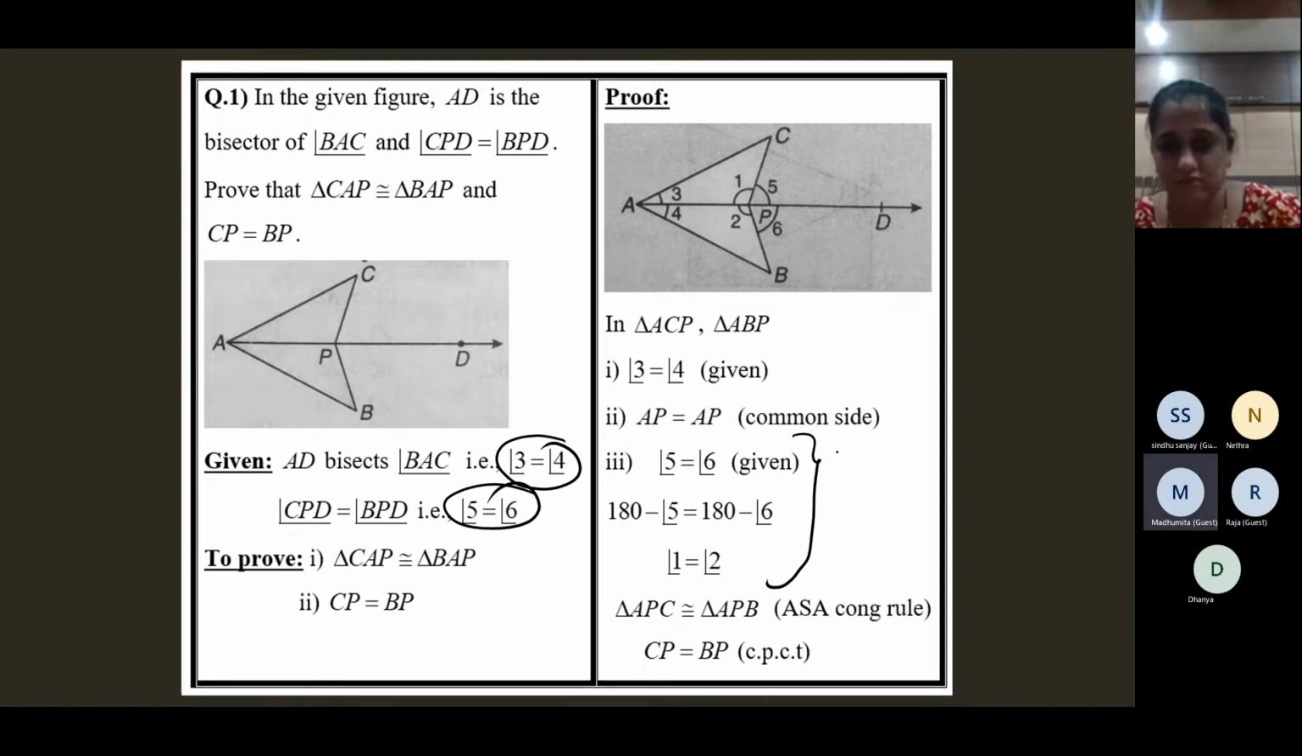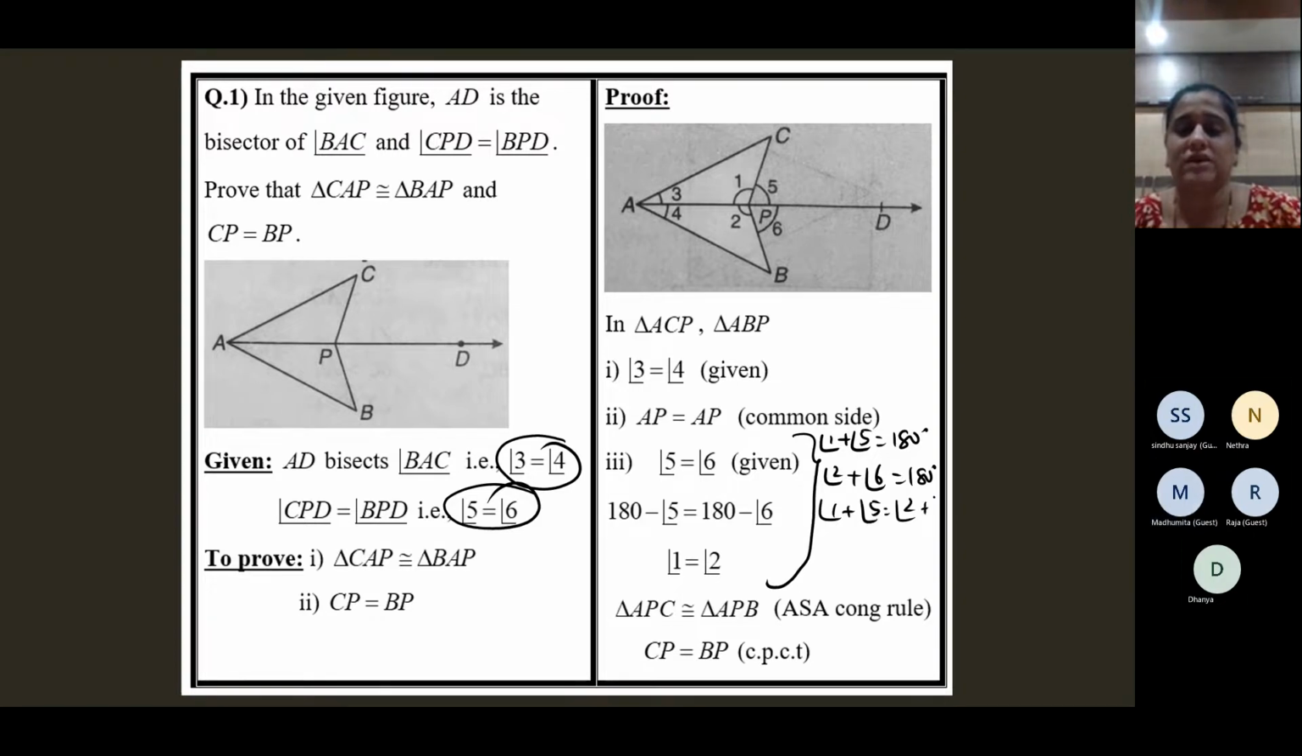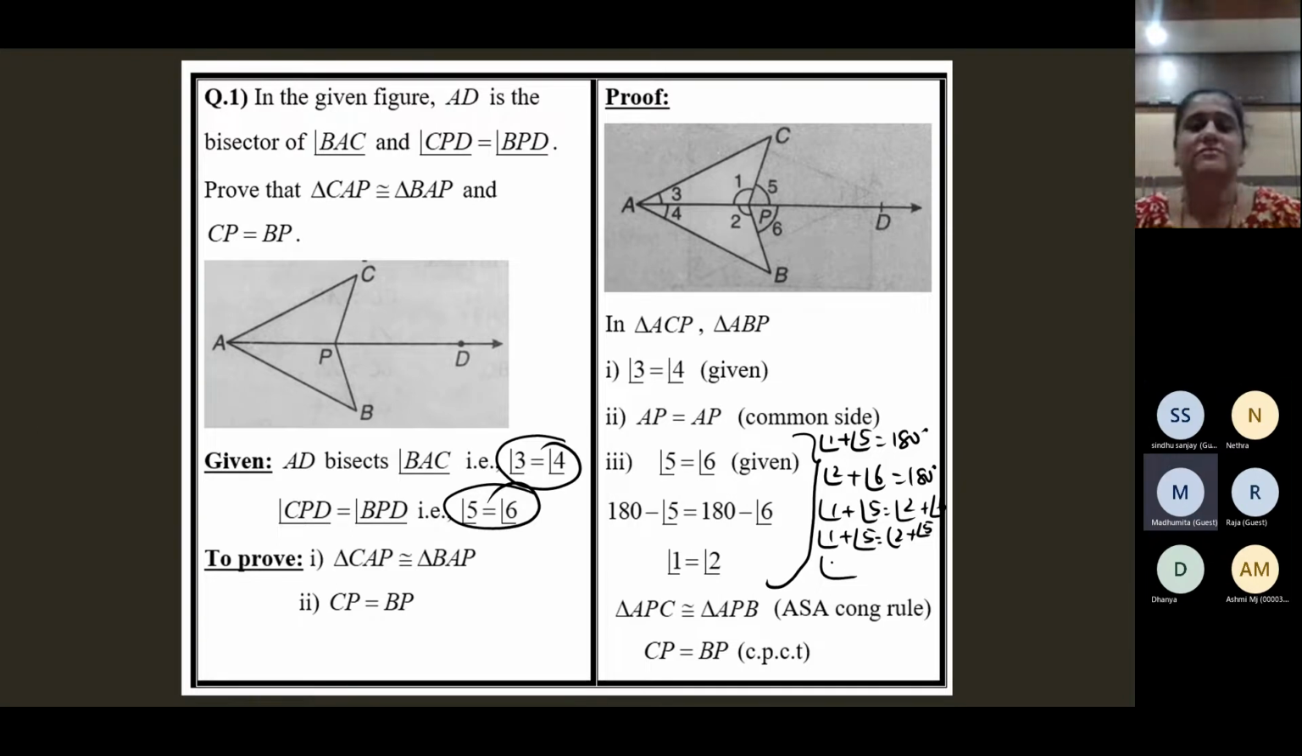Angle 1 plus angle 5 is equal to 180 degrees. Angle 2 plus angle 6 is equal to 180. And angle 1 plus angle 5 is equal to angle 2 plus angle 6. Since angle 5 and 6 are equal, it becomes angle 1 plus angle 5 is equal to angle 2 plus angle 5. Very good. And then angle 5 gets cancelled, so we get angle 1 is equal to angle 2. Very good. That's all. We just did that, no? Thank you, Madhumita. Very good.